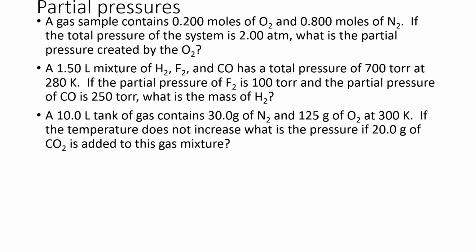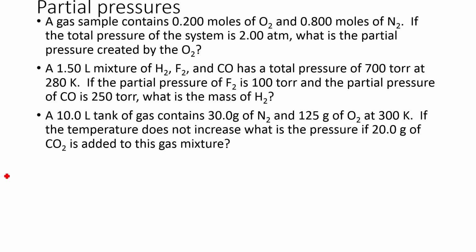A 1.5 liter mixture of H2, F2, and carbon monoxide has a total pressure of 700 torr at 280 Kelvin. If the partial pressure of F2 is 100 torr and the partial pressure of CO is 250 torr, what is the mass of hydrogen? For this problem, there's a couple of questions.